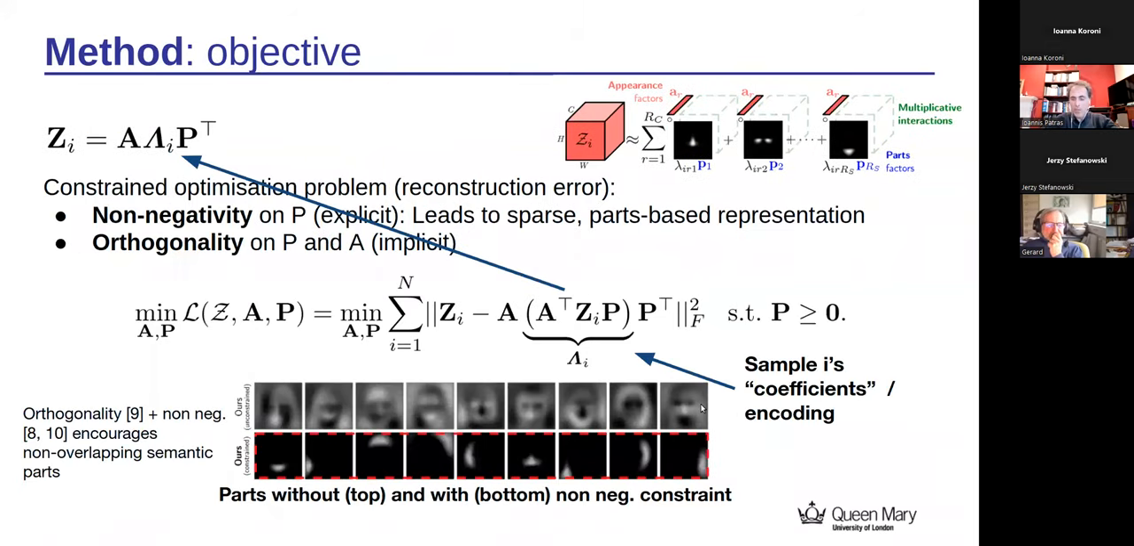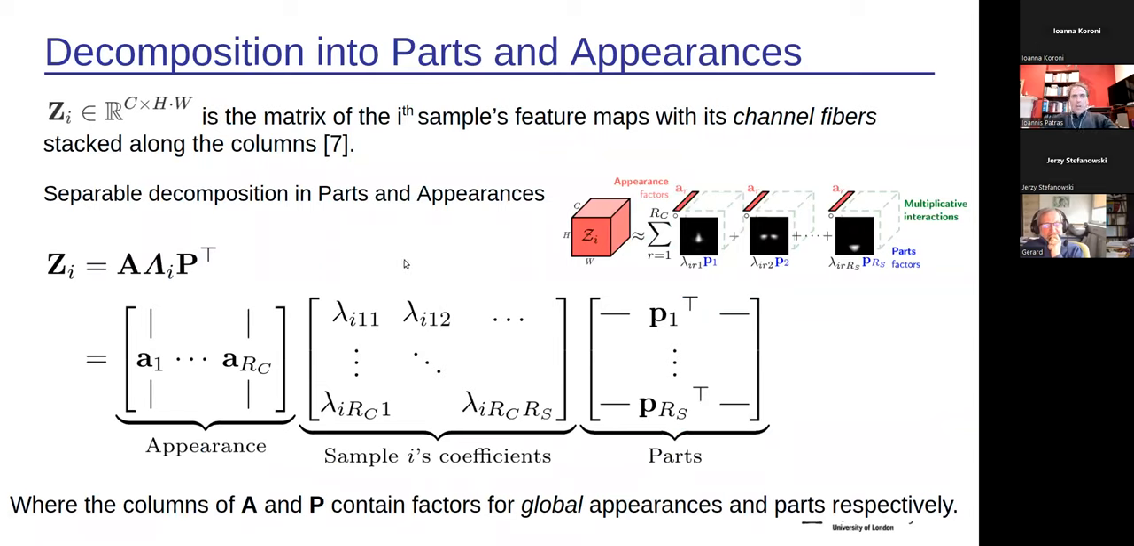These are the maths. We assume that the intermediate feature map, this tensor Z, can be expressed in this manner. In a matrix form, it can be expressed as the bilinear combination of those appearance vectors and part vectors, and lambdas here as coefficients. This bilinear combination is with coefficients that are specific to the image in question. After training, after learning, we will learn those appearances and parts that are shared between all the image collection.